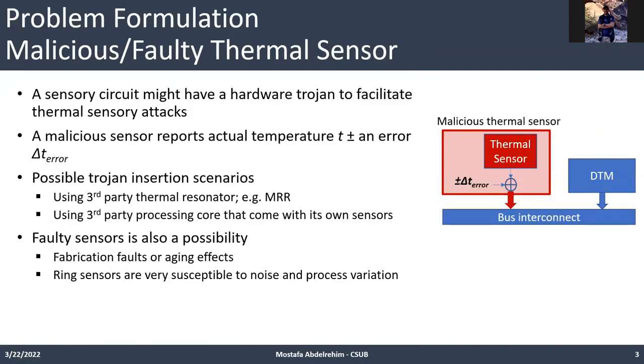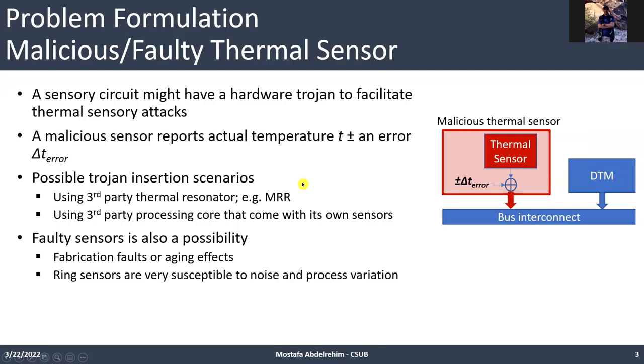A malicious or faulty thermal sensor is basically a thermal sensor that reports different temperatures than the actual one. So we are assuming in this paper that there is an error introduced. This error can be introduced as a plus or minus, okay? And based on that, DTM will read the wrong temperature.